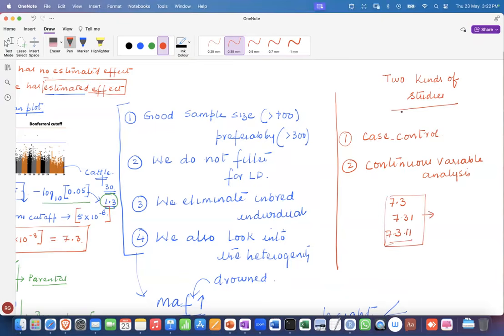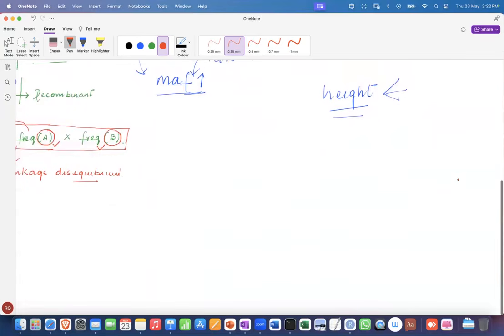So there are two kinds of analysis in GWAS that you can do: one is case control and one is this. Whatever you have, when you do a GWAS analysis, please ensure that the number of individuals per group, if it is case control, should be greater than 100. Altogether, it should ideally be greater than 300. Is that okay? For the continuous variables, your analysis would then be reliable enough.